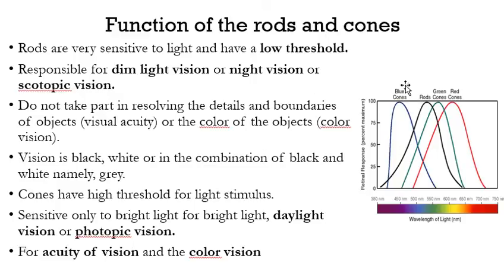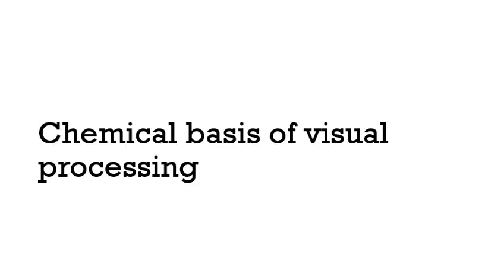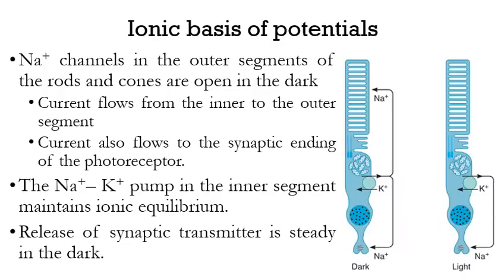All right, so we have three types of cones. We have the blue cones, and we have the green cones and the red cones. Each of them senses different parts of the spectrum, and the combination of them senses the entire spectrum from 350 all the way to 750, inclusive of the rods, which are the black one. All right, so let's get into some chemistry.